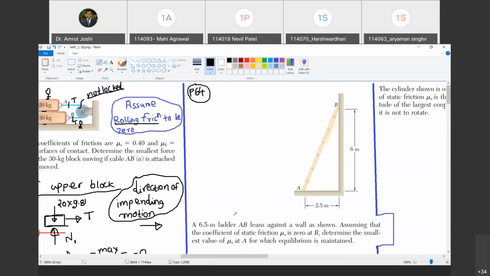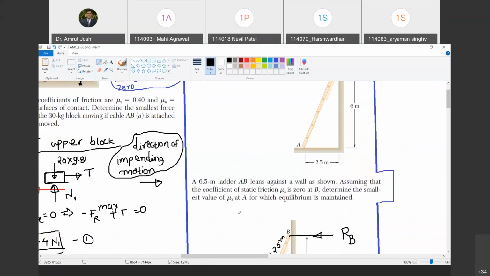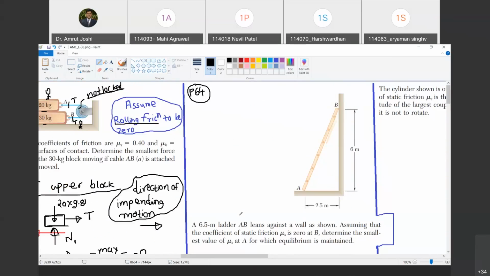Can you read the statement for me? A 6.5-meter ladder AB leans against a wall as shown. Assuming that the coefficient of static friction μs is 0 at B, determine the smallest value of μs at A for which equilibrium is maintained.